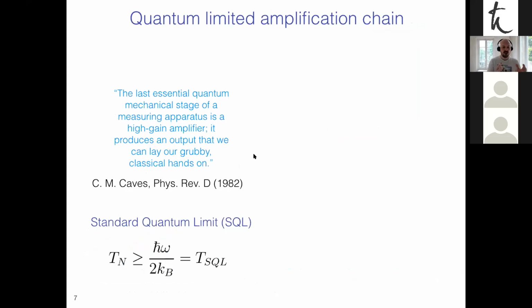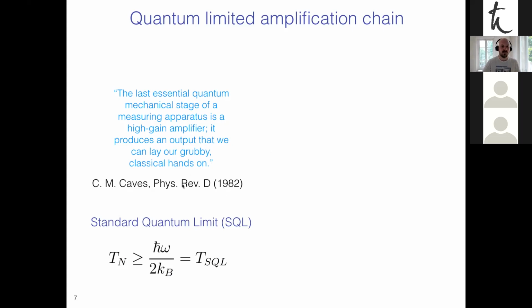And for that, I like very much this sentence from Carlton Caves. It states that the last essential quantum mechanical stage of a measuring apparatus is a high gain amplifier. It produces an output that we can lay our grubby classical hands on. So this is basically what I told you before. If you want to be able to measure your signal, you need basically to amplify it. But you need to amplify it in a quantum mechanical way. And this is the key point.